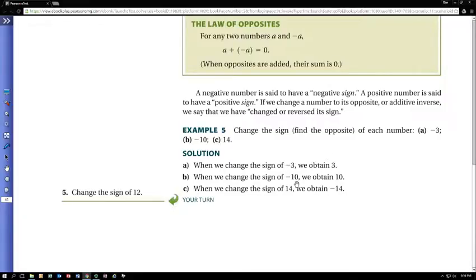So I change the sign in negative 10. If I want the opposite of negative 10, it's 10, or the additive inverse of negative 10, or negative 1 times negative 10. I end up with 10. And if I want the opposite of 14, that's negative 14. The additive inverse of 14 is negative 14. Negative 1 times 14 is negative 14.